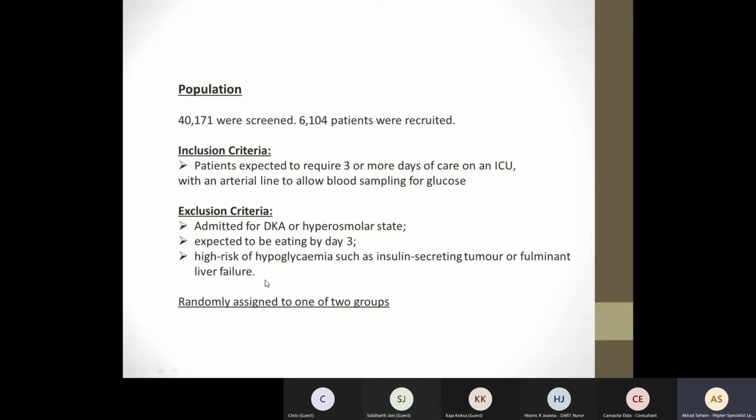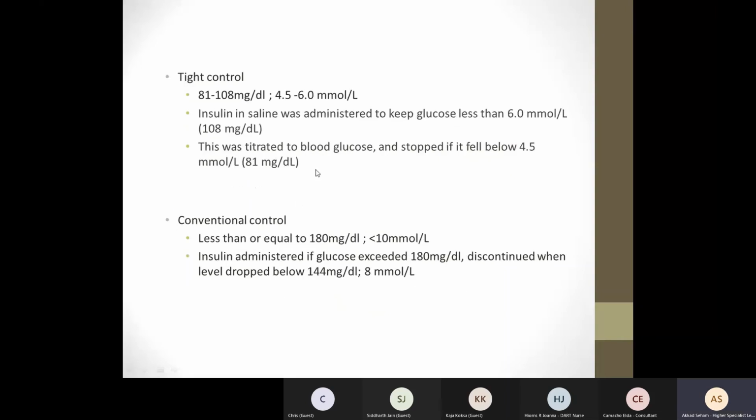And then they were randomly assigned to one of two groups. There's a difference between the measurement, but basically there's a tight control group where the blood glucose was tightly monitored and controlled between 4.5 and 6. The insulin was administered to keep the blood sugar always less than 6 millimoles, and it was titrated to the blood glucose. If this fell below 4.5, then they were administered glucose.